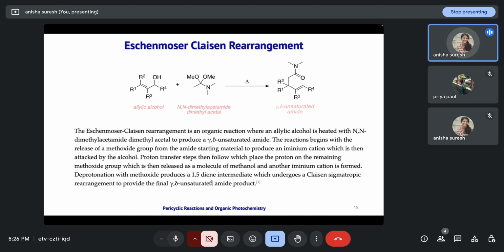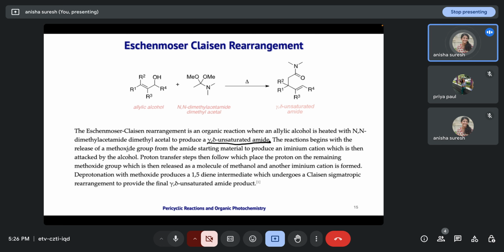So this is the Eschenmoser-Claisen rearrangement. So here we will be having an allylic alcohol and N,N-dimethylacetamide dimethyl acetal. So it will result in the formation of a gamma delta unsaturated amide. So the Eschenmoser-Claisen rearrangement is an organic reaction where an allylic alcohol is heated with this N,N-dimethylacetamide dimethyl acetal to produce a gamma delta unsaturated amide. This is the final product.